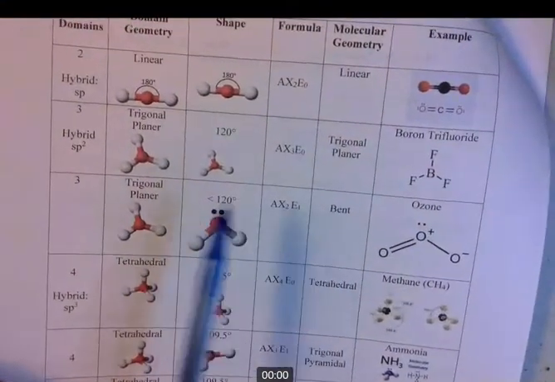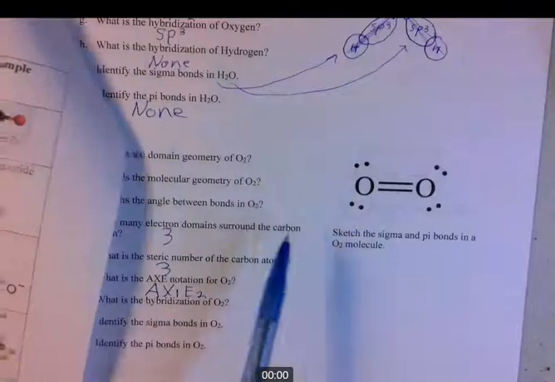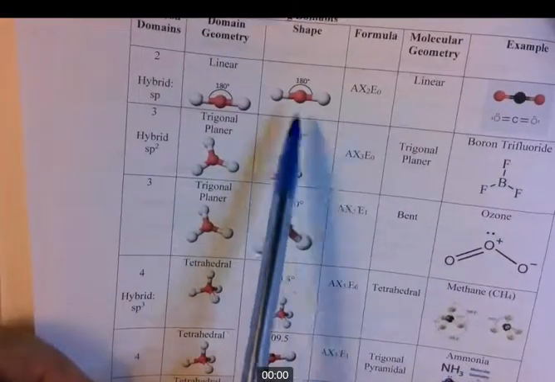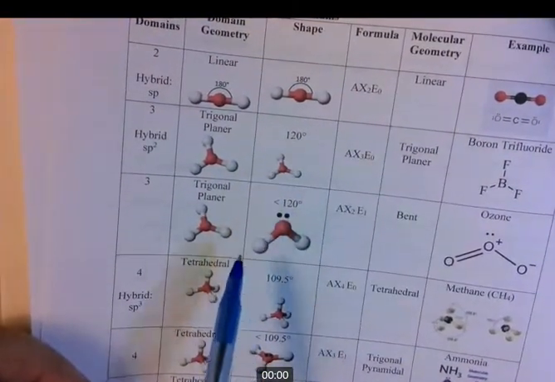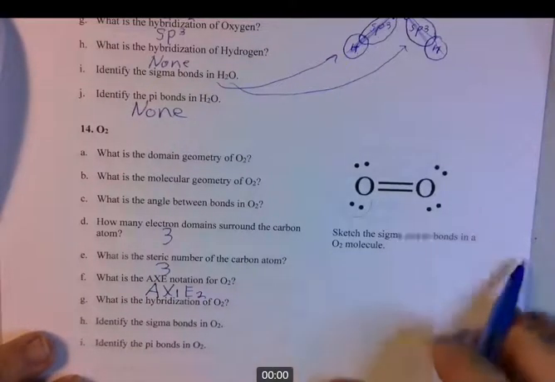And here's why this is not on your chart. This is a good one actually to do. This is not on your chart because it's only got 2 atoms in it. Your chart only deals with domains that have 3 or more atoms. So how do we deal with this then? Let's take a look at this.